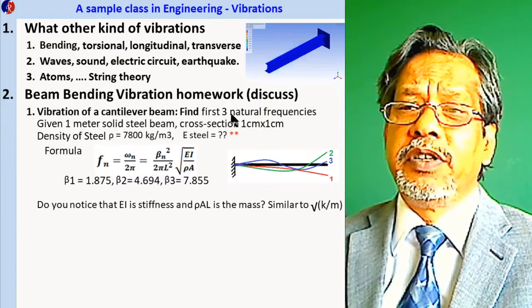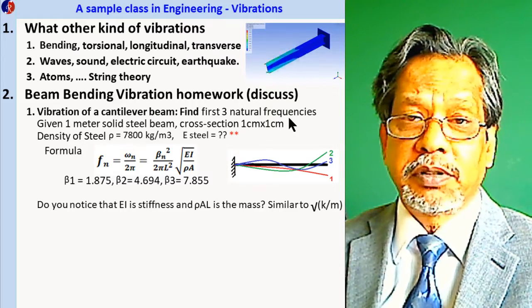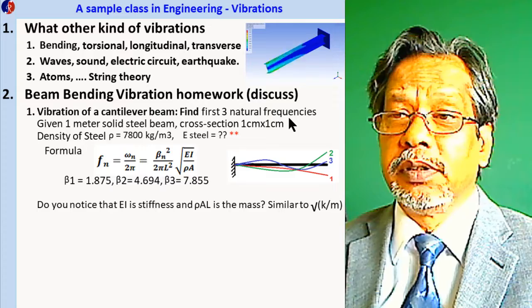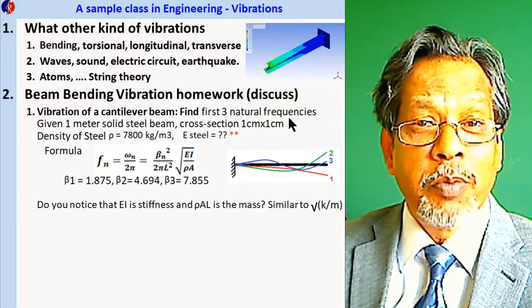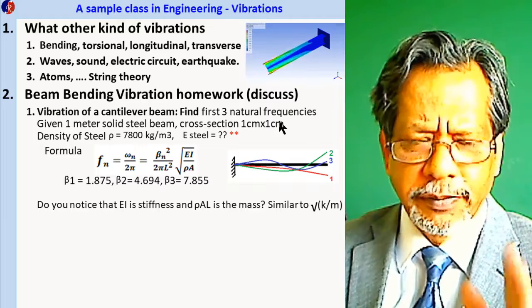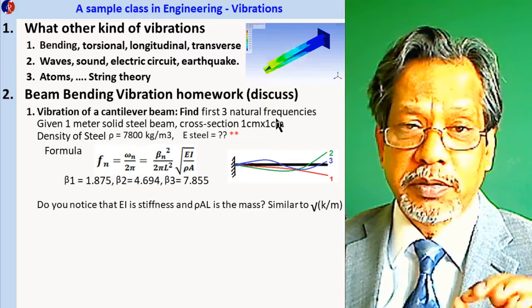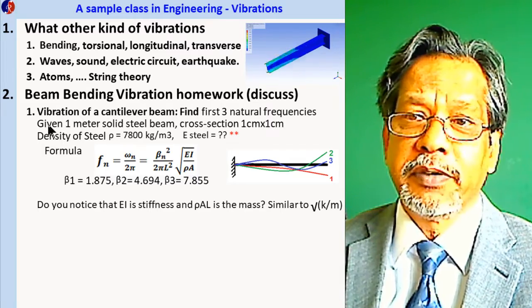Cantilever beam. First, the first three natural frequencies. You can explain what natural frequency is. That omega n, omega we are talking about, that's the natural frequency. Why is it called natural? You find out and explain. Remove the damping and the forced vibration. Stay with the natural frequency first.